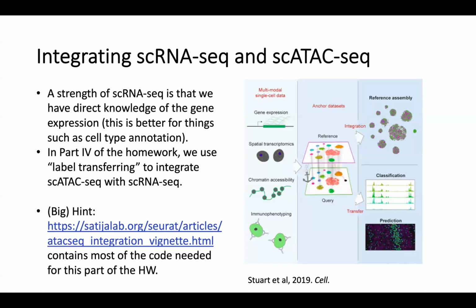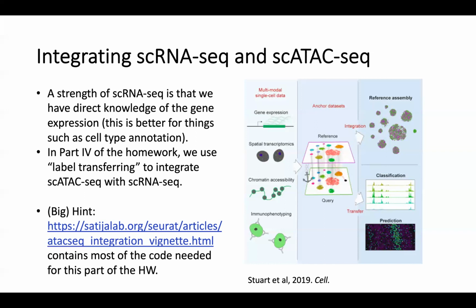So if you can see all the genes that are expressed in a cell, then you really have a good idea of what kind of cell type that is. If you're just looking at the open chromatin regions, you can distinguish between very different cell types, but you might not be able to distinguish between two similar cell types. So single cell RNA-seq is the best for cell type annotation.